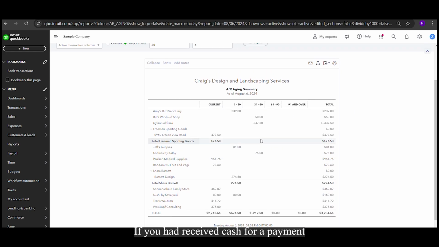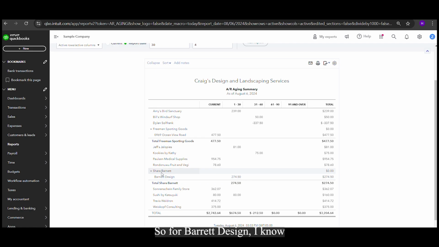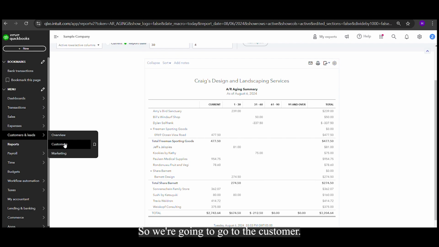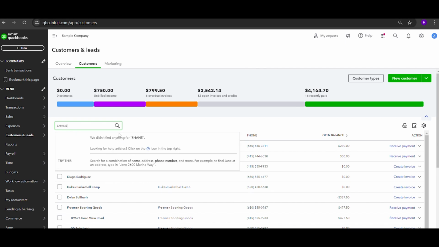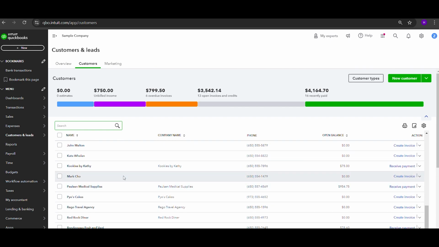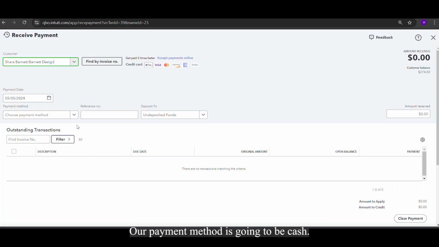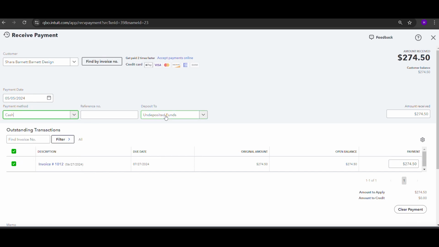If you had received cash for a payment that didn't get deposited, here's how you would fix that. So for Barrett Design, I know I got paid on this invoice, but I actually got paid in cash. So we're going to go to the customer. And we're going to receive payment on this invoice. Our payment method is going to be cash. And we're going to deposit it to cash on hand. From there, we can just save and close it.